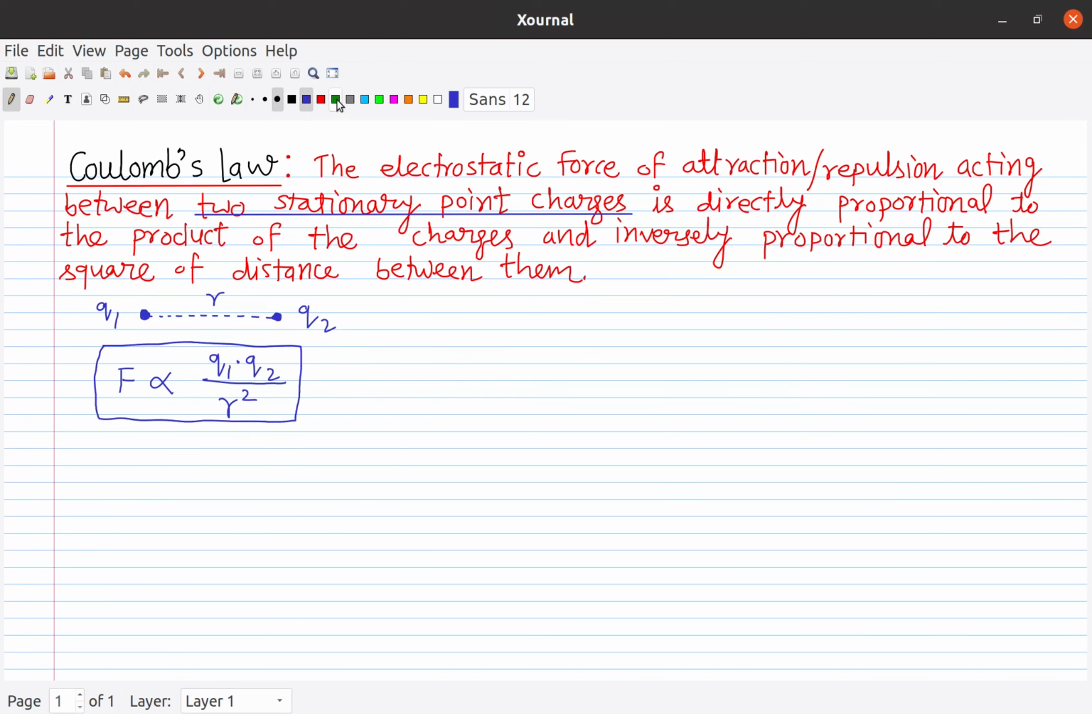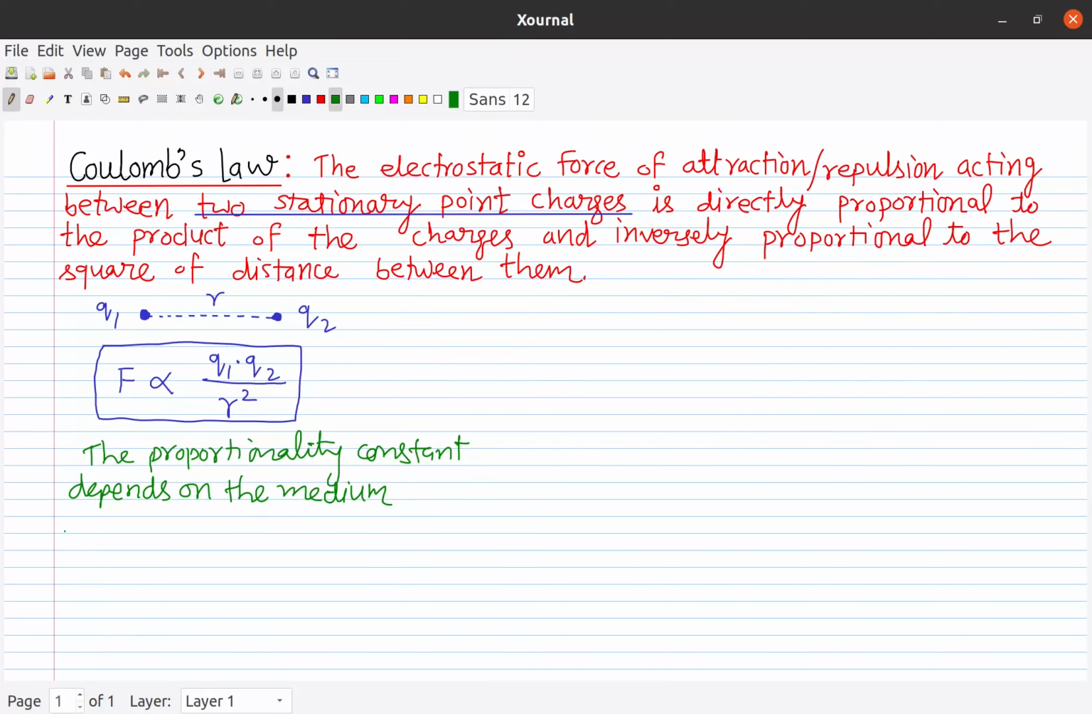So this is Coulomb's law, and Coulomb's law doesn't tell much about this proportionality constant, but it says that the proportionality constant depends on the medium. Which medium? The medium in which the charges are kept.